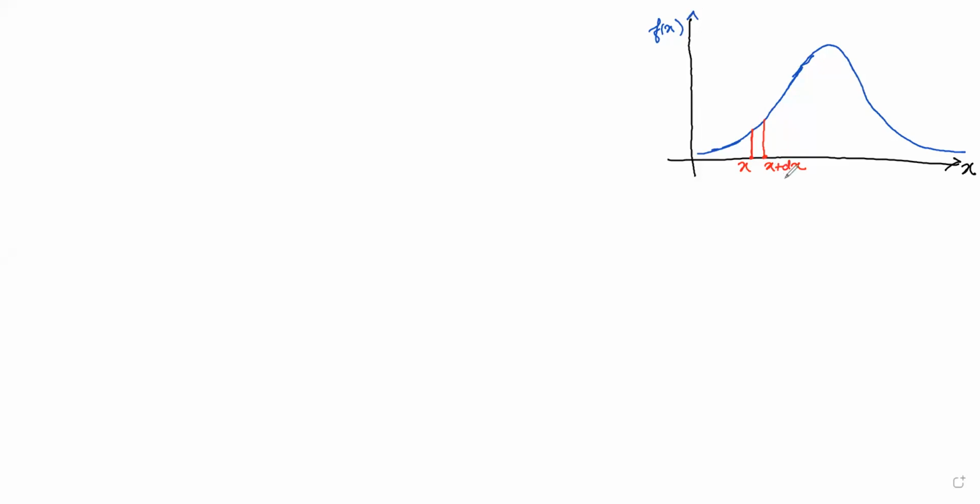Then the area f(x) dx. What is f(x) dx? So f(x) dx is approximately this area. Okay, so this area is approximately f of x dx. So the area f(x) dx gives the probability.